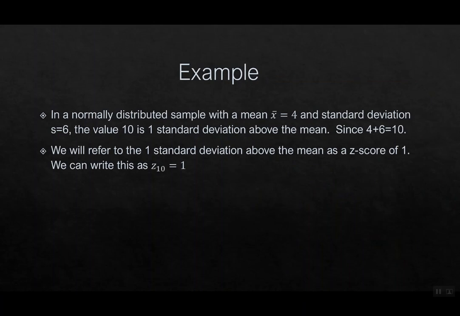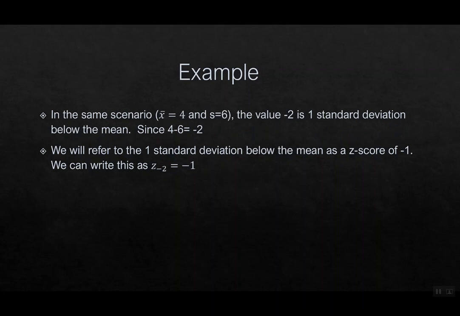As an example, in a normally distributed sample with a mean of 4 and a standard deviation of 6, the value 10 is one standard deviation above the mean, since 4 plus 6 is 10. We will refer to the one standard deviation above the mean as a z-score of 1. We can write this as z sub 10 is equal to 1.